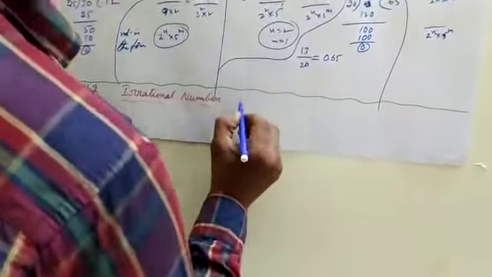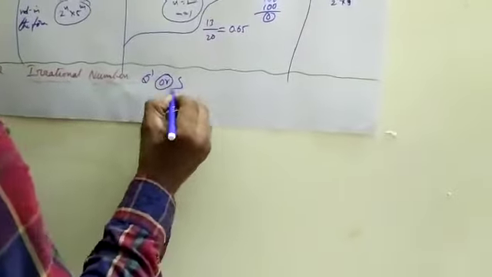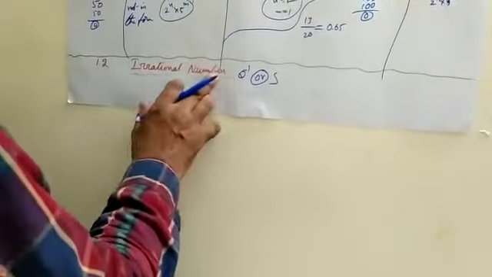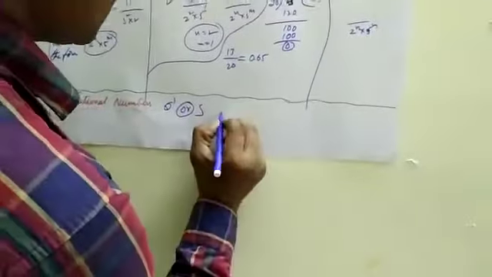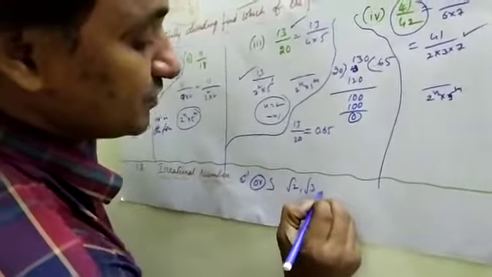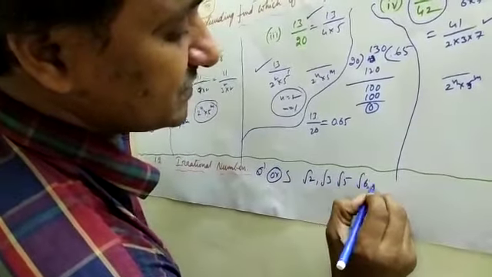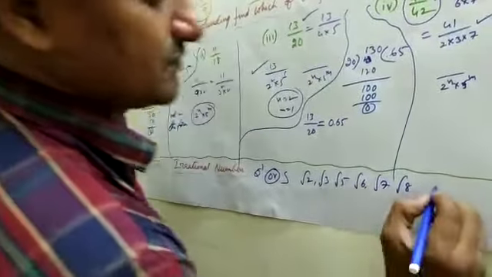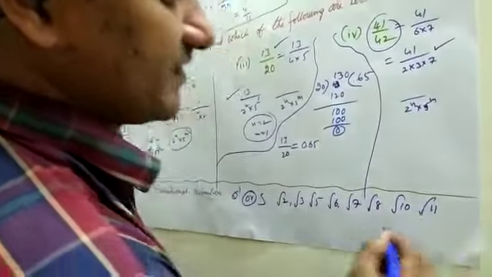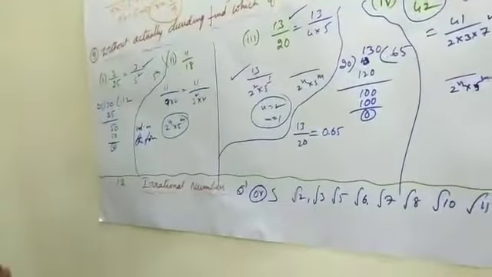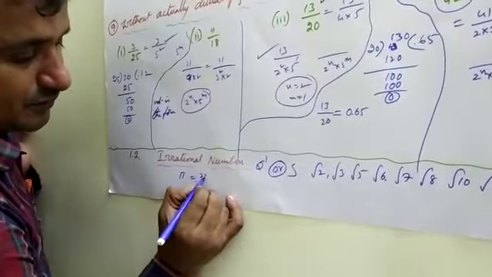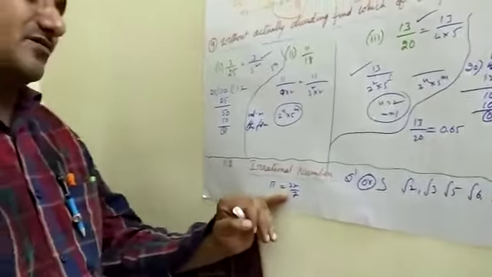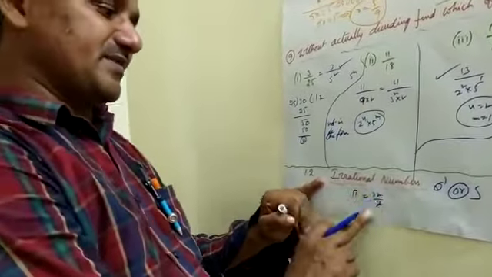The irrational numbers are indicated by Q dash or S. What is the meaning of irrational number? The irrational number means root based, like root 2, root 3, root 5, root 6, root 7, root 8, root 10, root 11, and so on. The best example of an irrational number is pi, which is nearly 22 by 7.